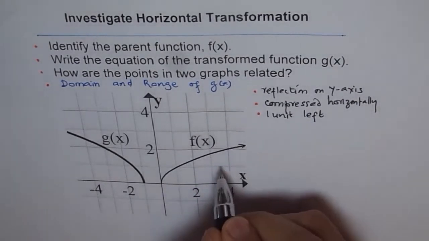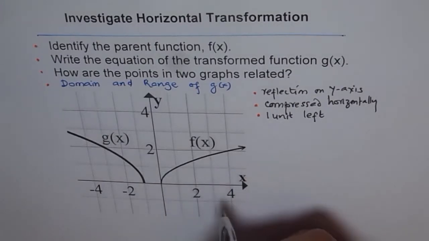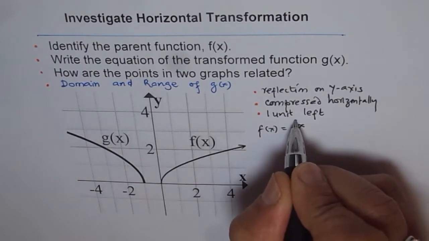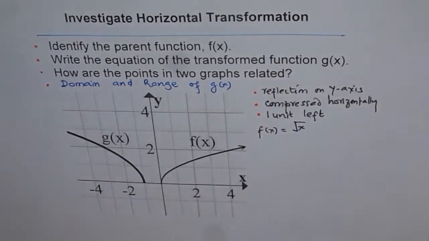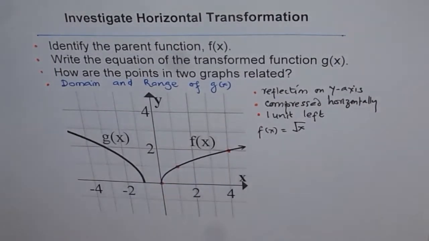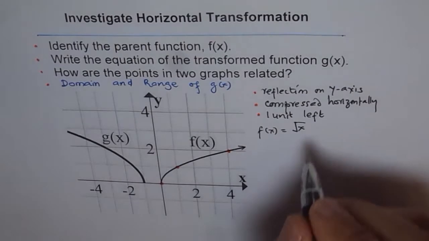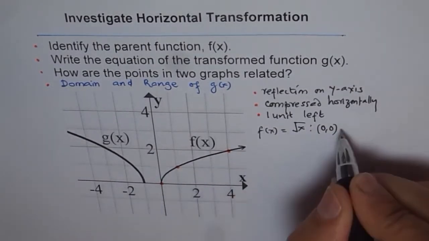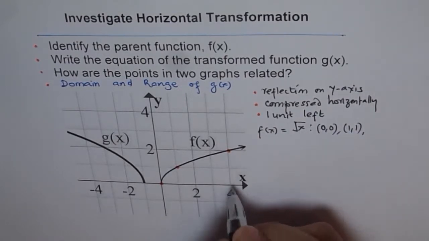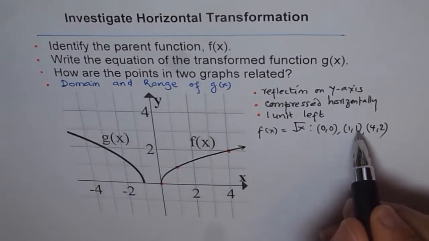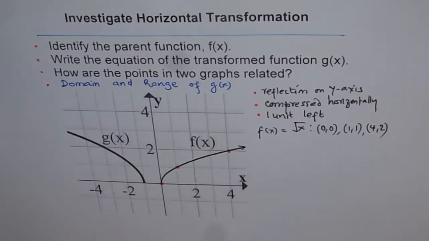f of x, it looks like a square root function. Now to be sure about it, let's check some points. So we have these critical points which we know fall on square root function. Perfect points to test. So we have points which are (0, 0), (1, 1) and (4, 2). And 4 square root is 2, 1 square root is 1, 0 square root is 0. So that is just perfect. So we have tested that the equation is right.